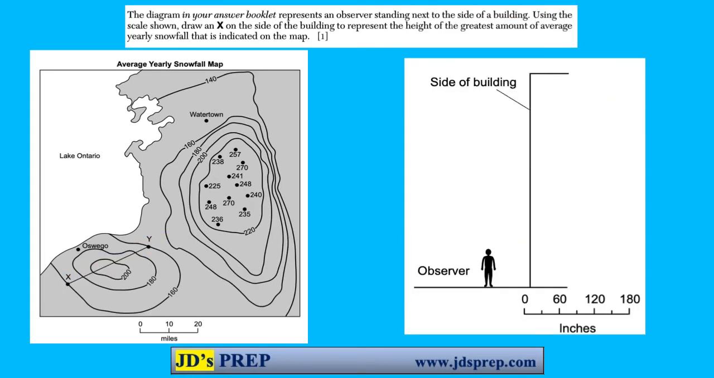And lastly, we're asked to, using this diagram, use the scale shown to draw an X on the side of the building to represent the height of the greatest amount of average yearly snowfall that's indicated on the map. First things first, we have to find that number, and the largest number that we can see there is 270. So we need to indicate 270 up on this side of the building using this scale.